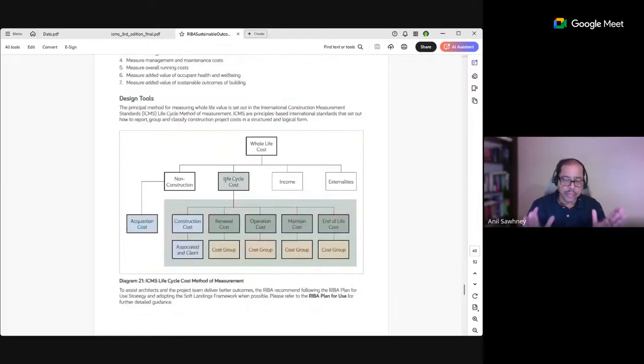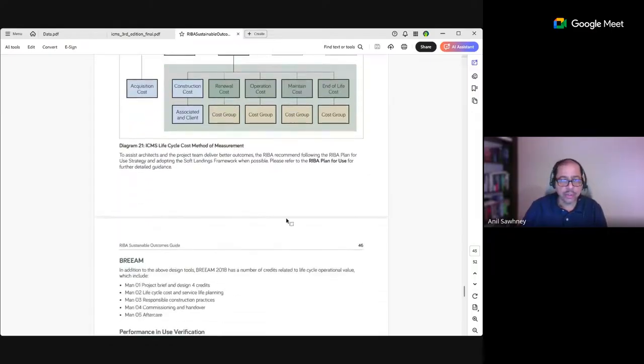So if all associations through their members adopt this kind of a framework, which is ICMS, then you will see that we can build more and more benchmarks for our cost and carbon. So this is an excellent example of adoption of ICMS also. I'm going to stop sharing. Okay. Let me bring up another example before we close the session.